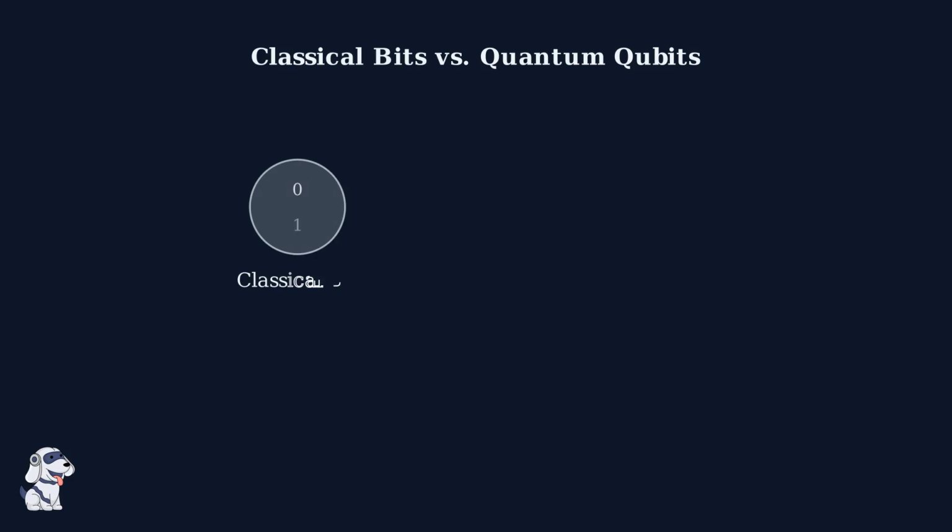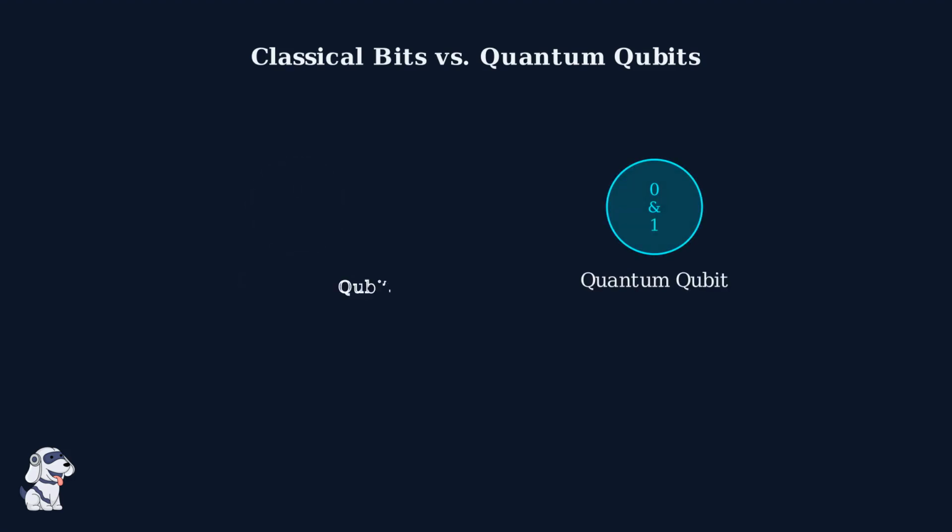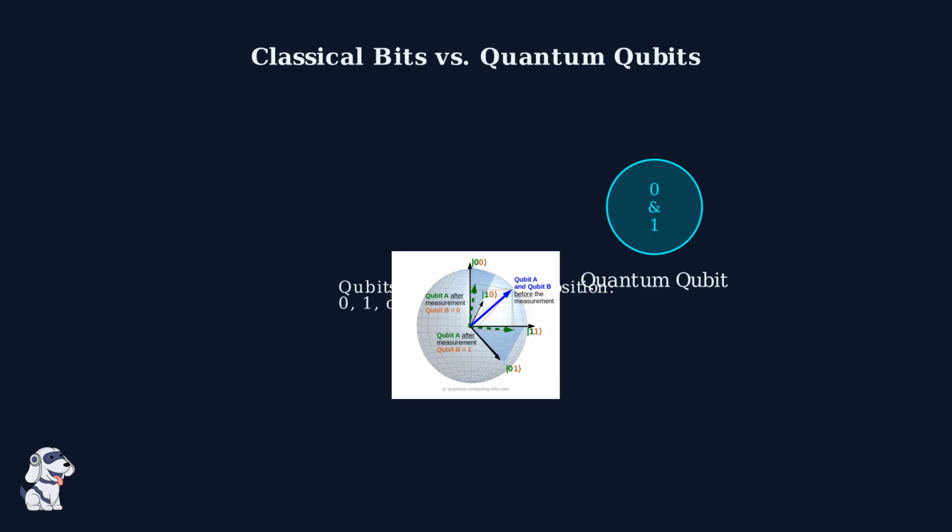Classical computers use bits to represent information as either 0 or 1. These are the fundamental units of classical computing, allowing computers to process data through logical operations. Quantum computers use qubits instead of bits. Unlike classical bits, qubits can exist in a state of superposition, meaning they can represent 0, 1, or both values simultaneously. This superposition allows quantum computers to explore many possibilities at once, processing vast amounts of data in parallel. The Bloch sphere visualization shows how qubits can be in any combination of 0 and 1 states.